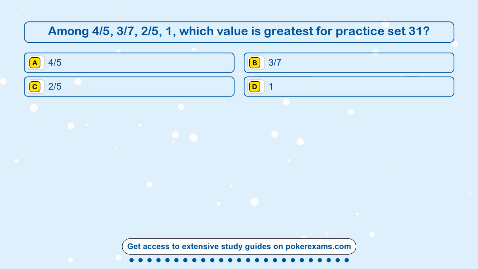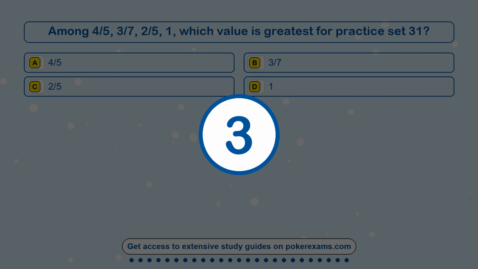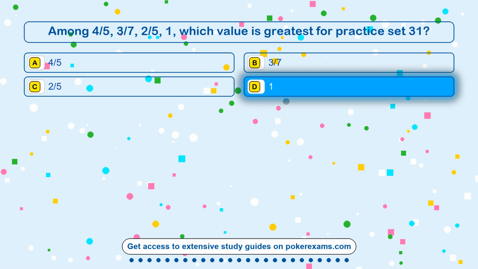Question 2. Among 4/5, 3/7, 2/5, 1, which value is greatest for practice set 31? Option A, 4/5. Option B, 3/7. Option C, 2/5. Option D, 1. The correct answer is option D, 1.